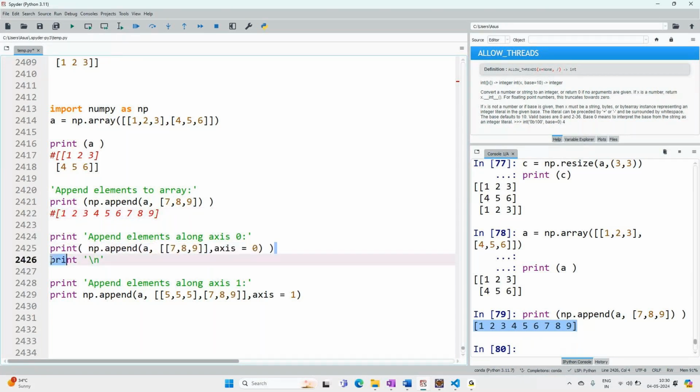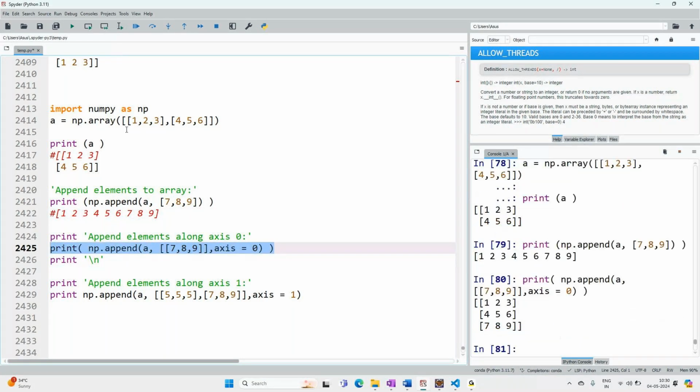So now we are appending along the axis 0. Axis 0 means which operation? Vertical operation or horizontal operation? Vertical operation. So vertical operation means 1, 2, 3, 4, 5, 6, and 7, 8, 9. So a vertical row got added. Okay.